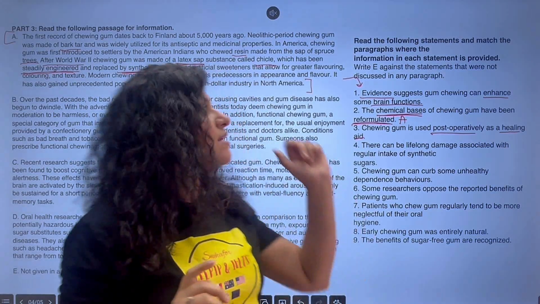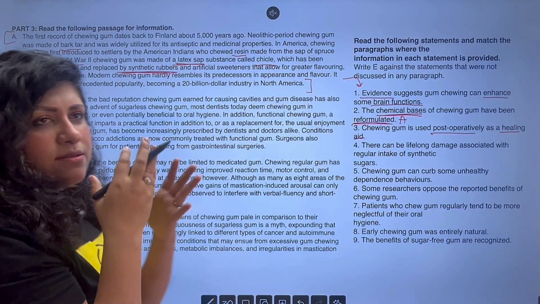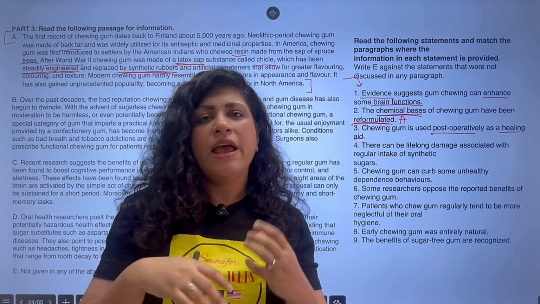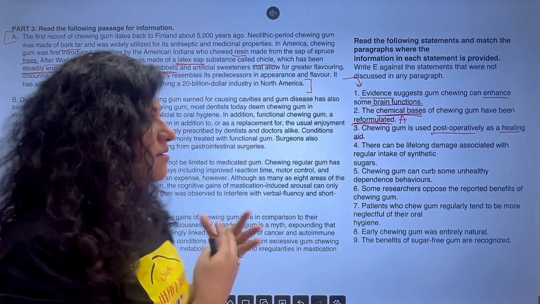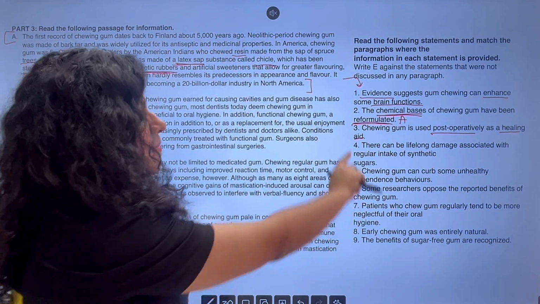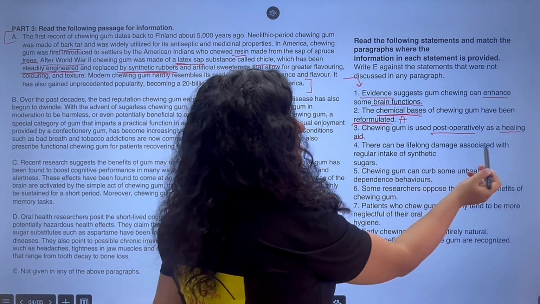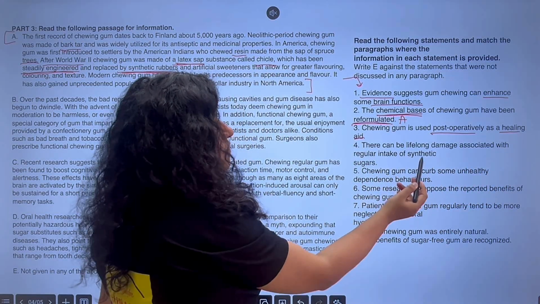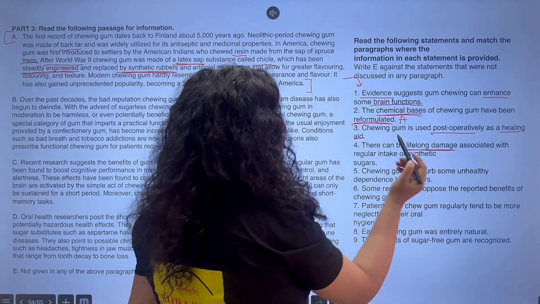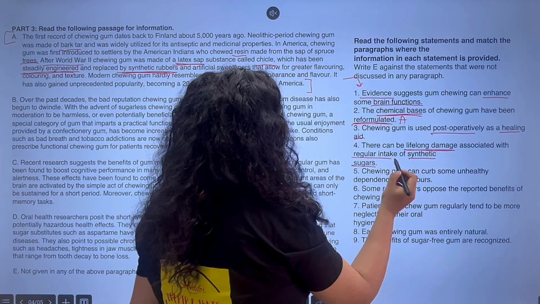Not at all, right? This only discusses the chemical basis, like how the chemical base was natural previously in history, and then it started being made artificially, right? So this one, it's not there in A. I'm going to leave this one. Come to question number 4. There can be lifelong damage associated with regular intake of synthetic sugar. So the keywords here are lifelong damage, synthetic sugars, regular intake.